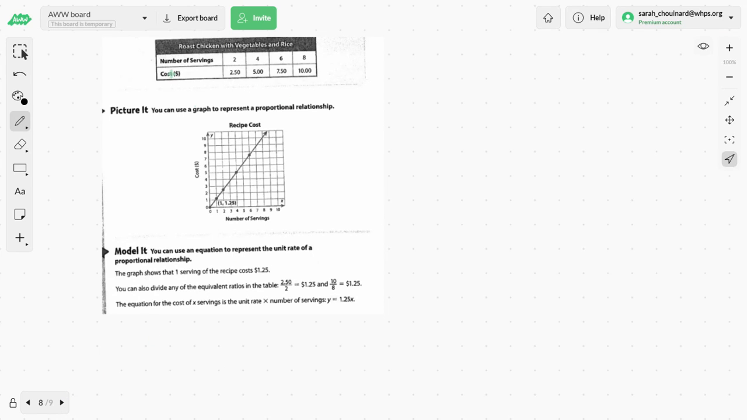So here we have a table telling us the cost per serving of chicken with vegetables and rice. So I control how many servings I have. The cost depends on that. So to calculate the C.O.P, I'm going to do DV divided by IV. So 250 divided by 2, which is 1.25. And let's practice again writing the label. It's going to be Y per X. So cost, dollars, per serving. So it's $1.25 per serving.